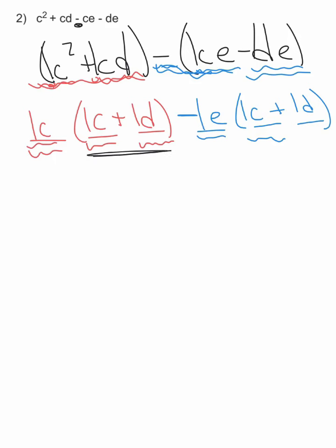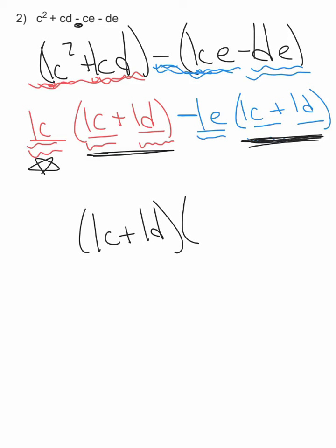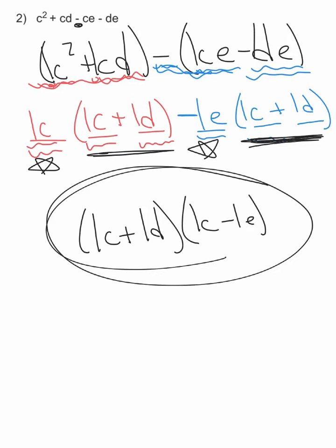So now notice our parentheses are the same. That's what should happen. So since they're the same, we're going to bring down one set of parentheses, 1c plus 1d. Then we're going to put another set of parentheses right beside it, and we'll put what's in front of those. So in the first set, we have a 1c. In front of the second set, we have a minus 1e. This will be our final answer.